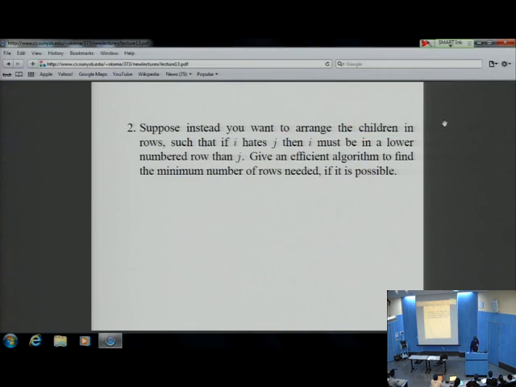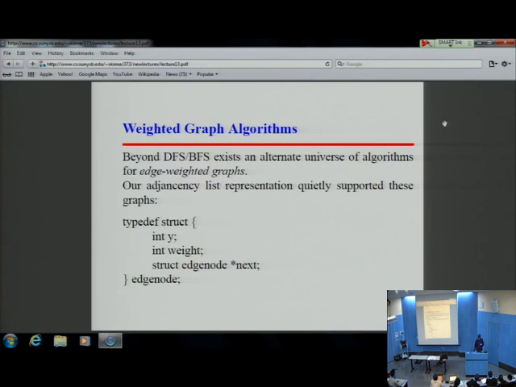So, that said, I'd like to now change gears and start talking about weighted graphs. Yes, question.